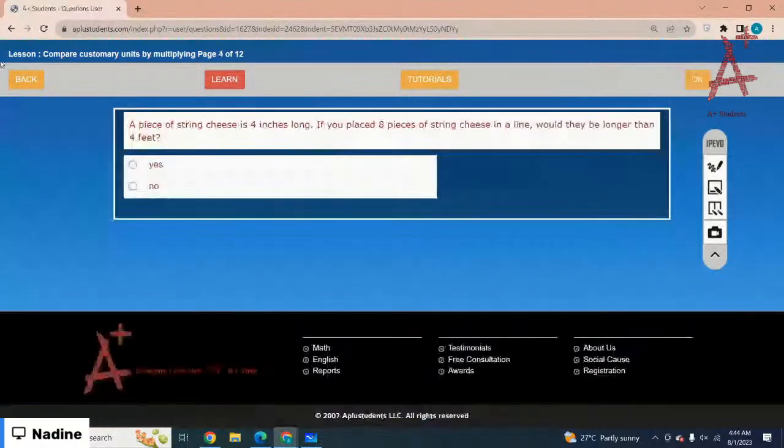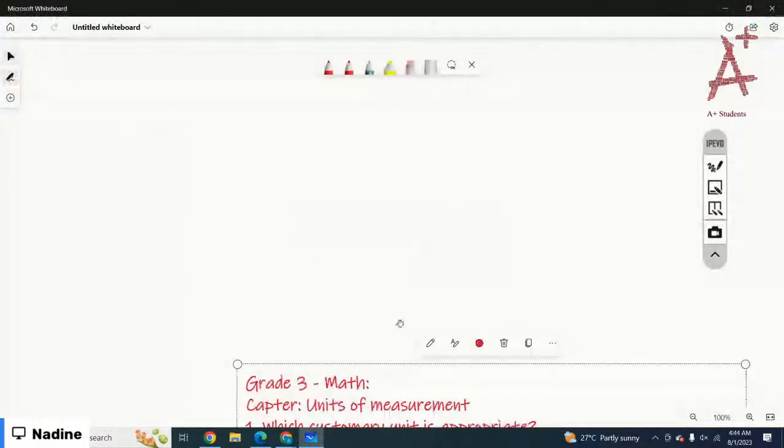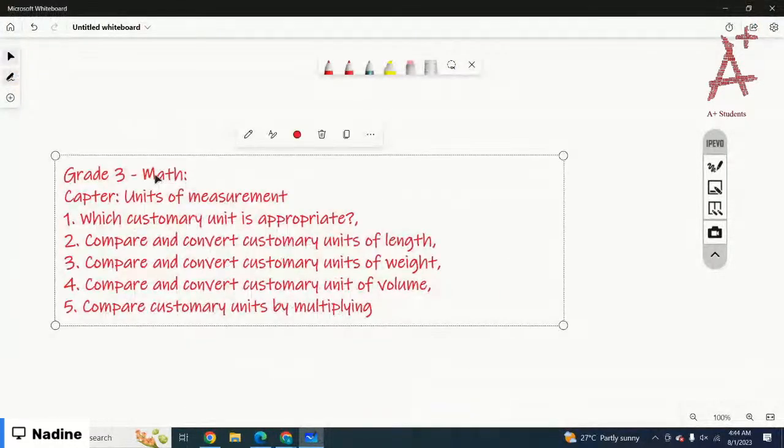Okay, we are done with the lesson. So you can complete the lesson by yourself later today. We are working on grade 3 math. The chapter we're working on is units of measurement, and the lessons we have covered today are which customary unit is appropriate, compare and convert customary units of length, compare and convert customary units of volume, and compare and convert units by multiplying.